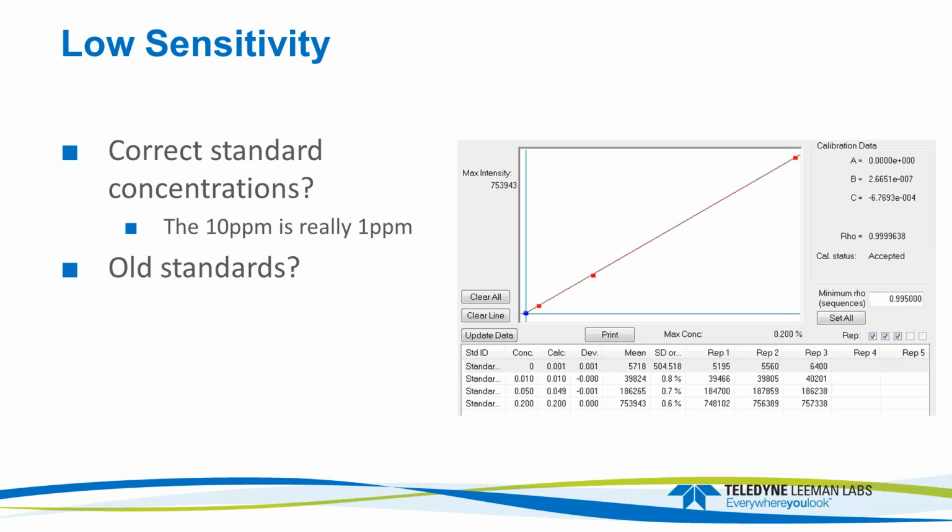A lot of times I'll just go ahead and remake the standards anyway before I do. We all make mistakes. A dilution factor of 10 happens a lot, so don't discount the calibration standards.